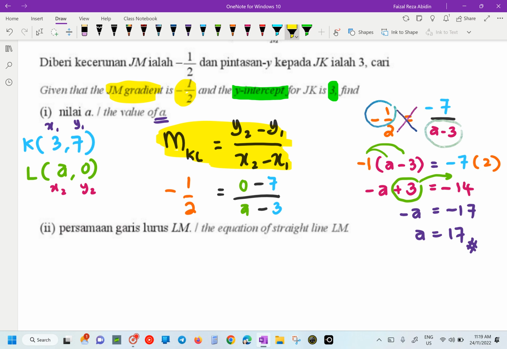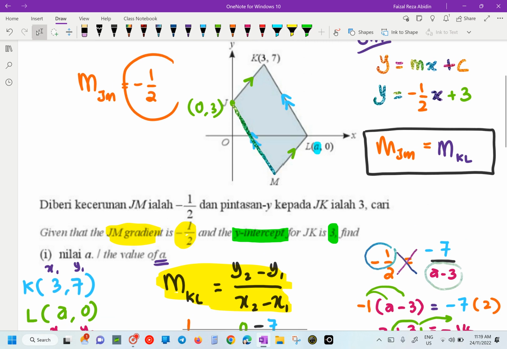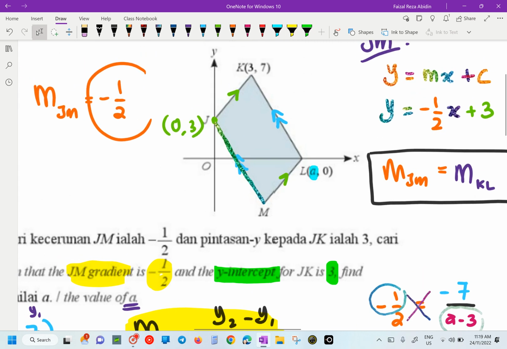Okay. Find the equation of straight line LM. Okay, wait. LM. Where's our LM? LM is going to be here, girls. How do we want to find the equation of straight line LM?